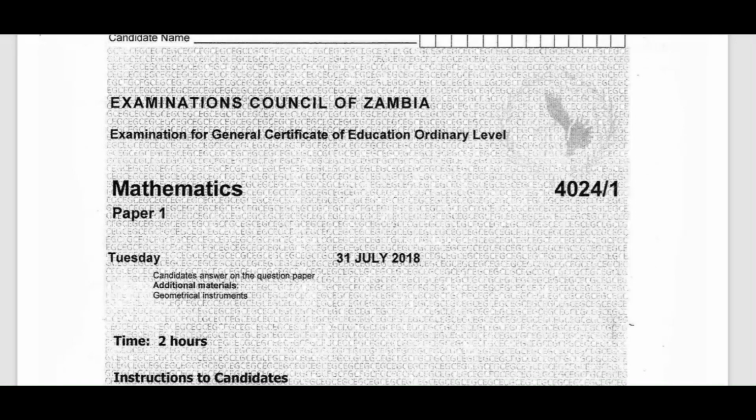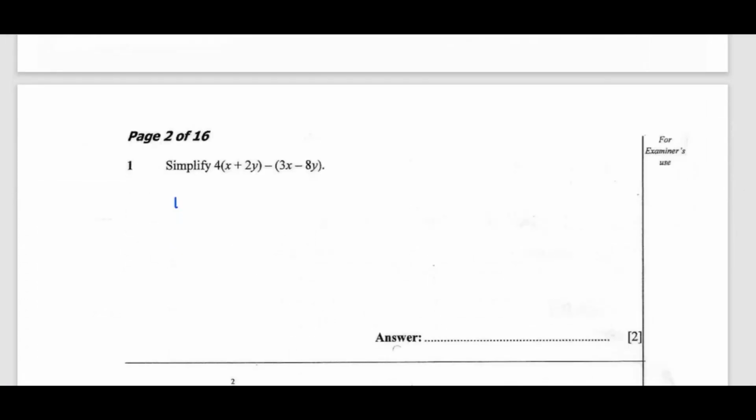In today's lesson, we want to revise mathematics paper 1, which was written in 2018, and the duration for this paper is 2 hours. Okay, so we have question 1.